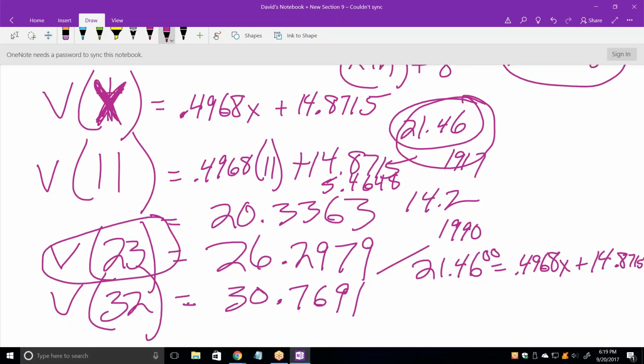They're basically saying, when is V of x equal to 21.46? Notice that V of 11 was 20, V of 23 was 26, V of 32 was 30. Somewhere between 11 and 23, this is probably going to be equal to 21.46. It's asking when it takes 40 units to equal 1.